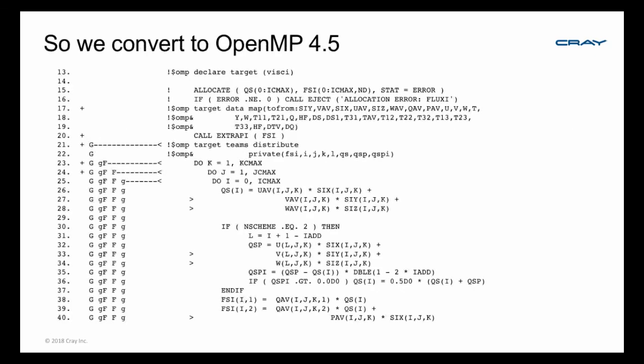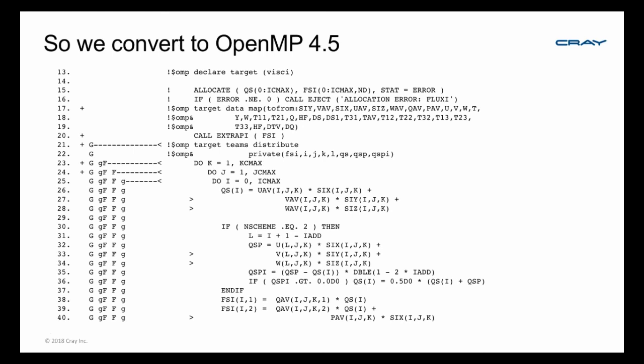And so this is what I had to do to actually convert it to OpenMP 4.5. Now I took out the ifdef. Now one thing that you have to do with OpenMP 4.5 is if you call a subroutine from within a kernel, you have to declare it in a target statement. That's what line 13 is.